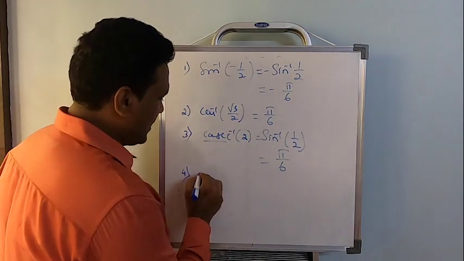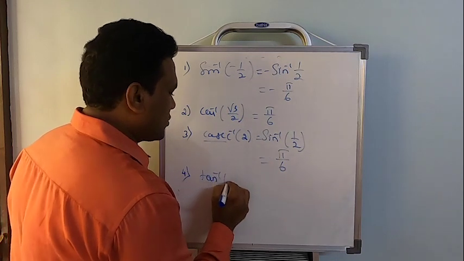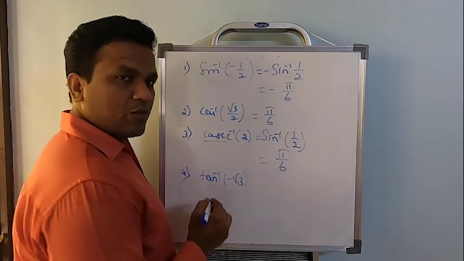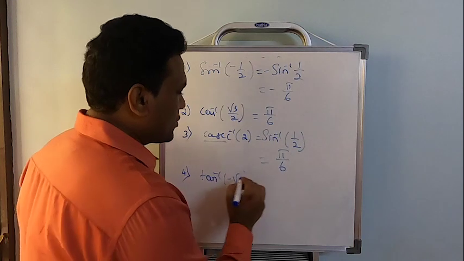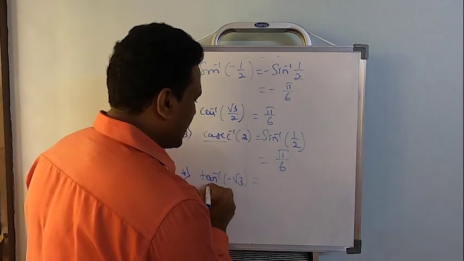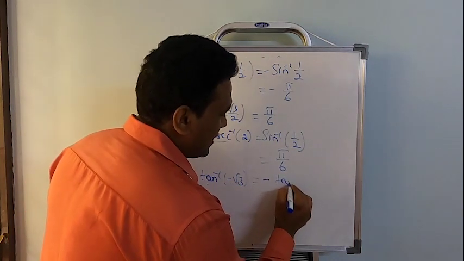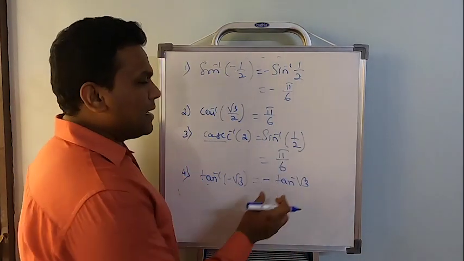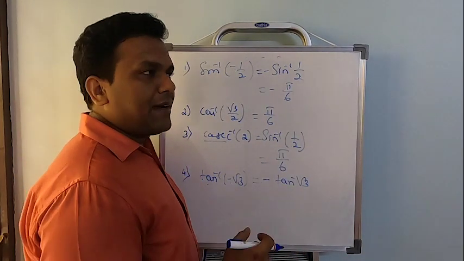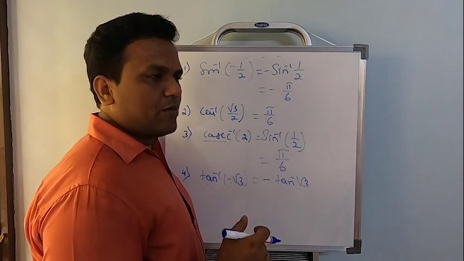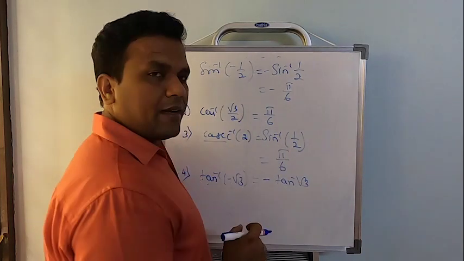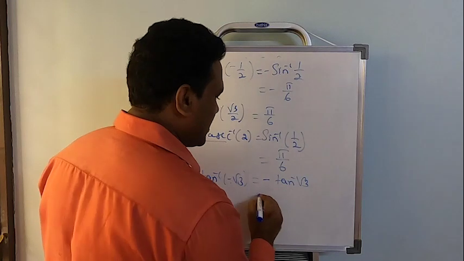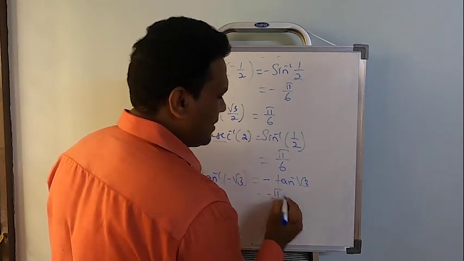Now the next, let's go for the fourth one. Problem number 4 is tan inverse of minus root 3. There is a minus sign here, so this should be applied as tan inverse of minus x is minus tan inverse x. Property applied, right? Tan inverse of root 3 in the tan table, we get root 3 for 60 degrees. So the answer will be minus pi by 3.